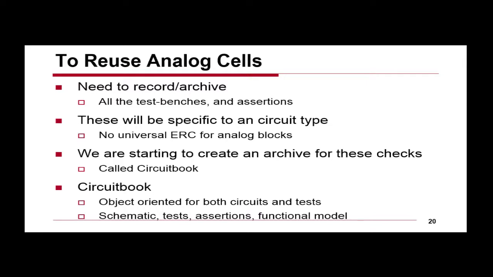So all amplifiers, you're probably going to measure a couple things. So we're starting to build an archive for these checks, which we call circuit book. And it's hierarchically organized in terms of classes of circuits. So the goal would be, if you're trying to build a new phase lock loop or some timing circuit, you can look at the timing circuits that have already been built and leverage those checks that are generic to that class, as well as adding additional checks that you need.